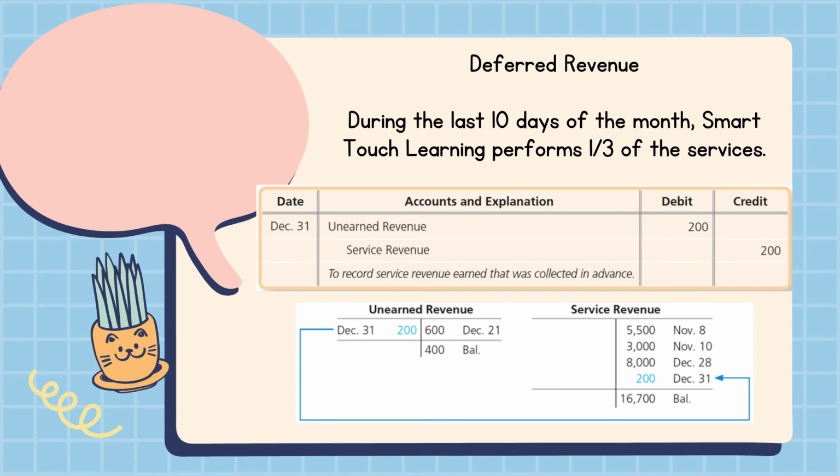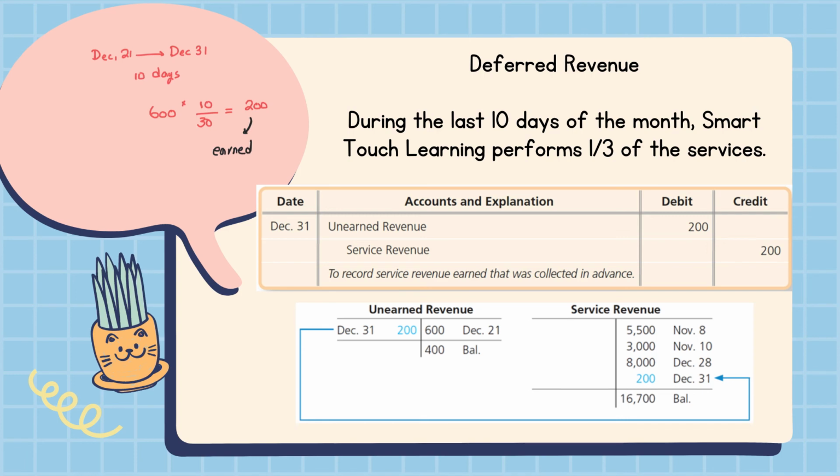So now from December 21st until December 31st, it's only 10 days. I received $600 for 30 days. So I provided the service for 10 days. So what's gonna be the earned amount? It's gonna be 200. This is the amount that's earned. Earned means it's revenue.